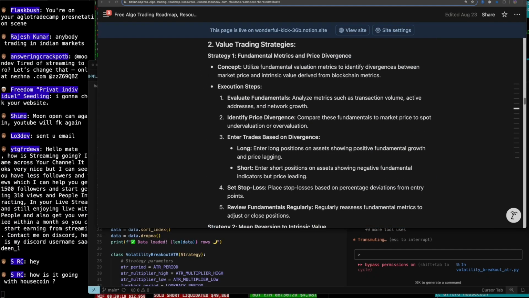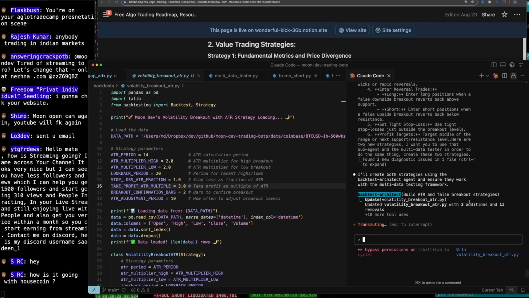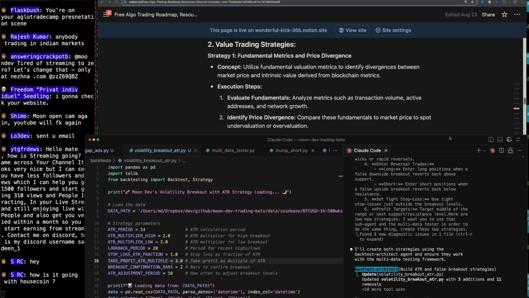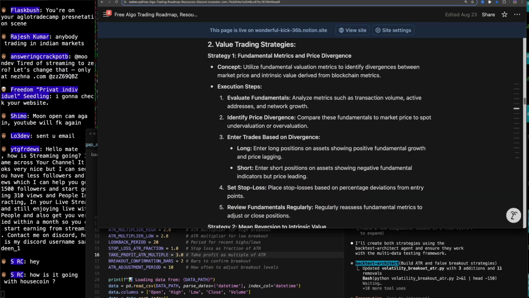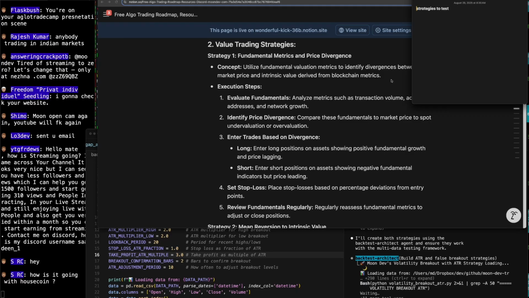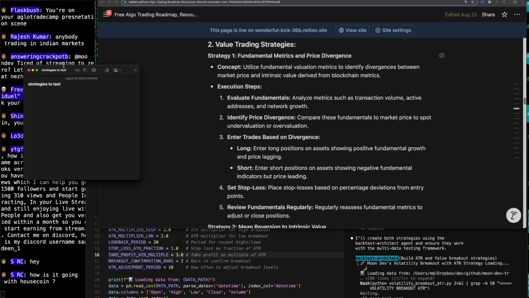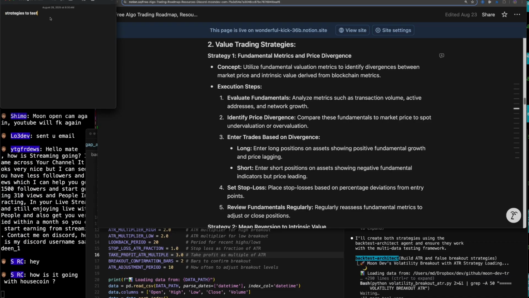Value trading strategies. Let's go ahead and make a note sheet actually, because then I can kind of do both at the same time. You can see I have Claude rolling down here, so I can keep that there. We'll keep an eye on it. Strategies to test. And let's put that over here. Perfect space for it.